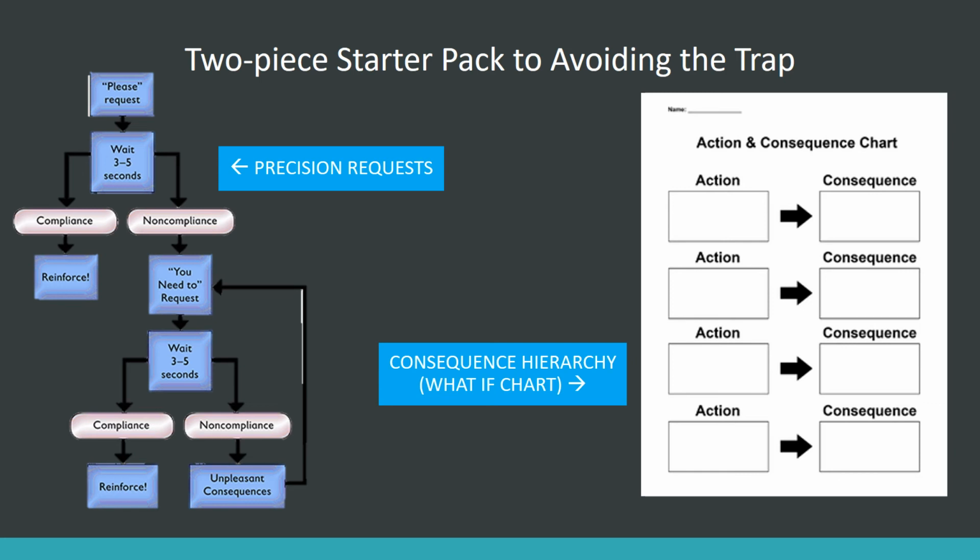One thing I like to do with this is have the child or student sign the consequence hierarchy, just because that gives a little bit of buy-in and says, no, remember you agreed to this. And I would print this on little pieces of paper, carry it with you so you can just pull it out whenever you need it.